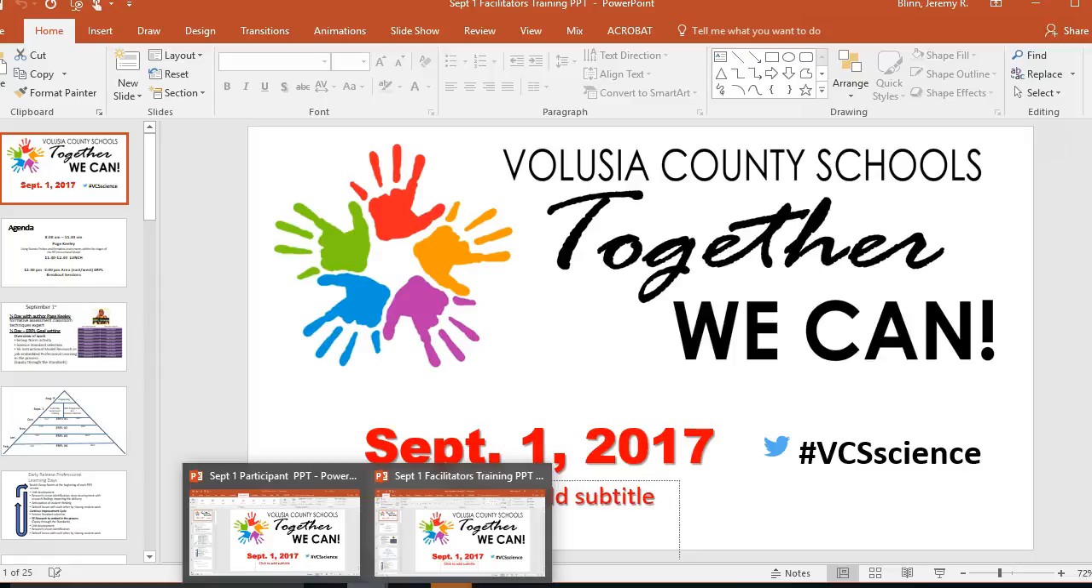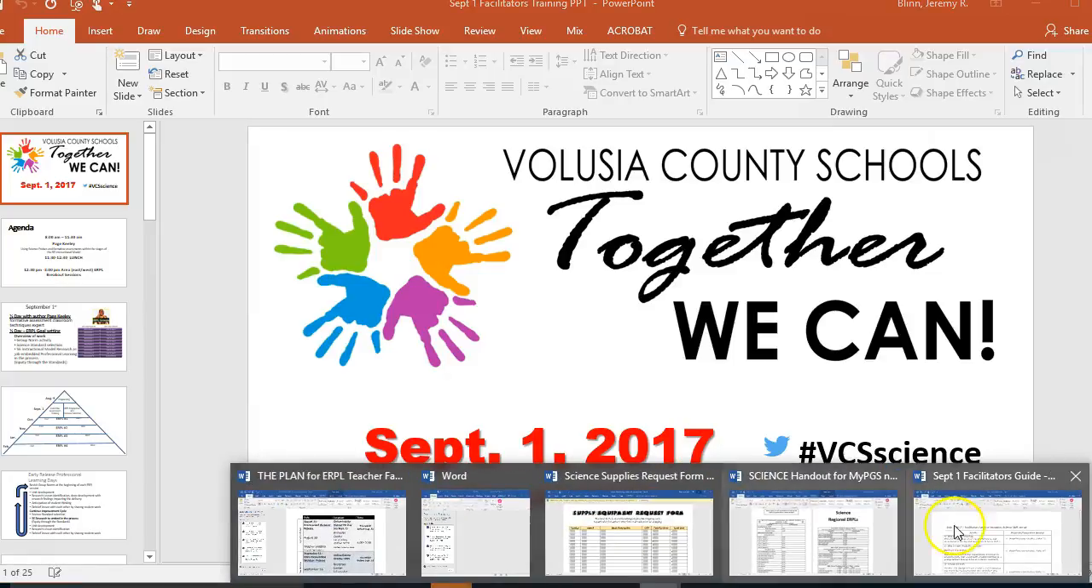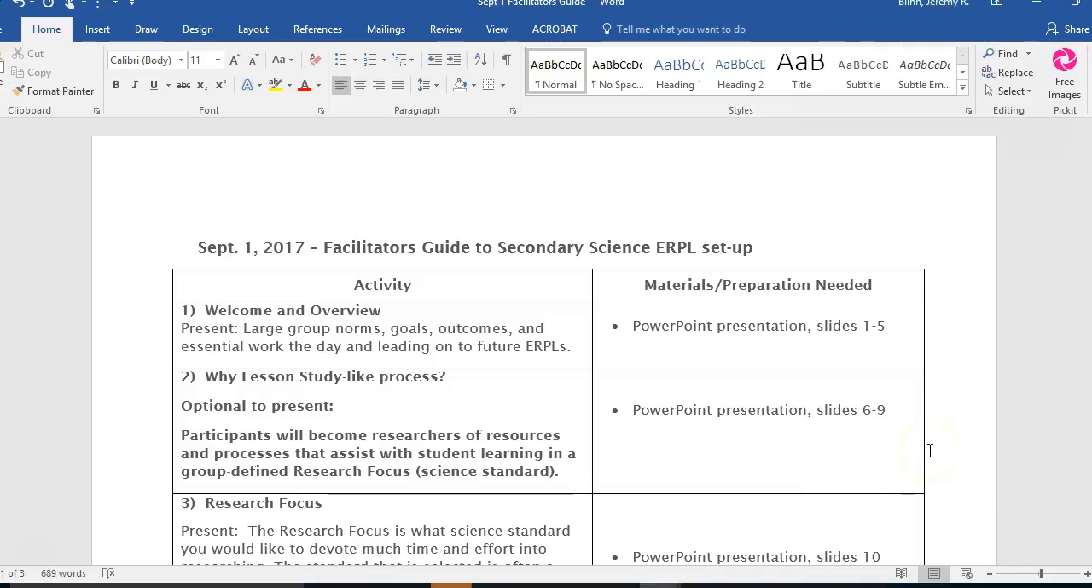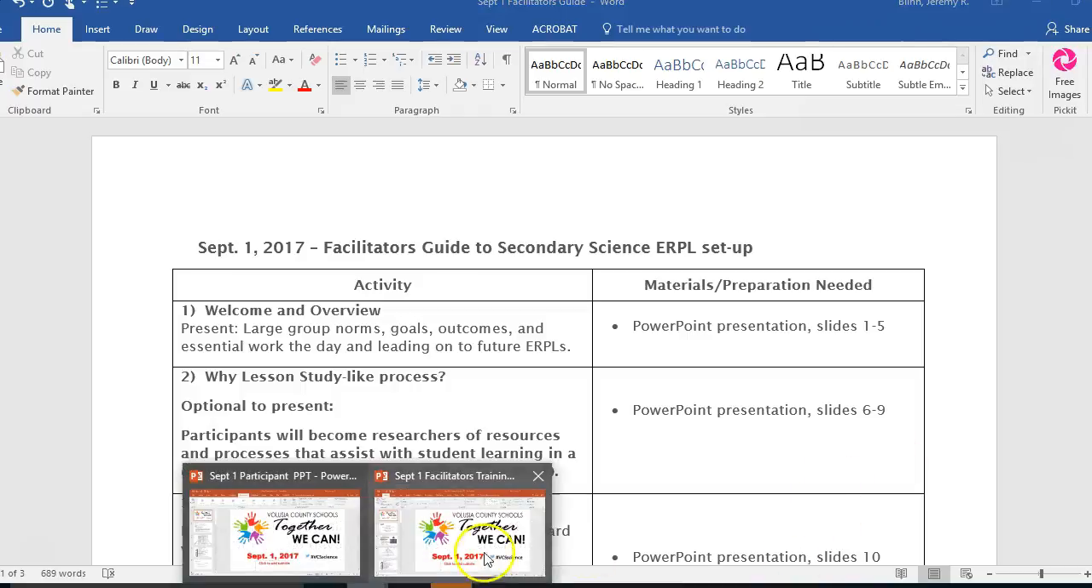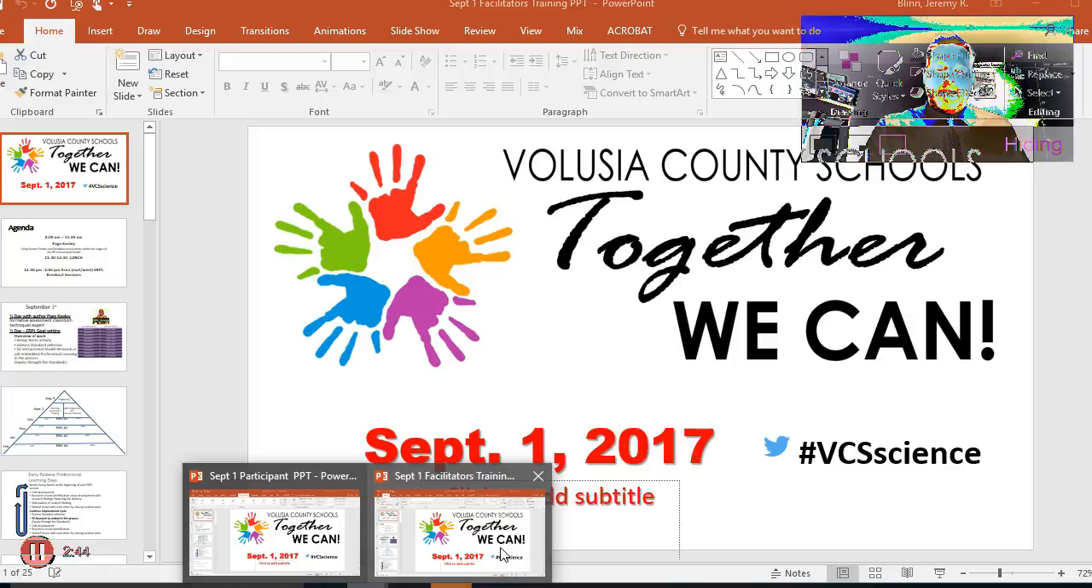The other document attached to the Canvas course that you should download is this Facilitator's Guide to Secondary Science ERPL Setup. September 1st is going to be totally dedicated to preparing our groups for the 4 future ERPLs and setting up some goals. So this document should be downloaded and ideally in front of you as you go through this course with me. Let's go ahead and get started in this facilitation training.